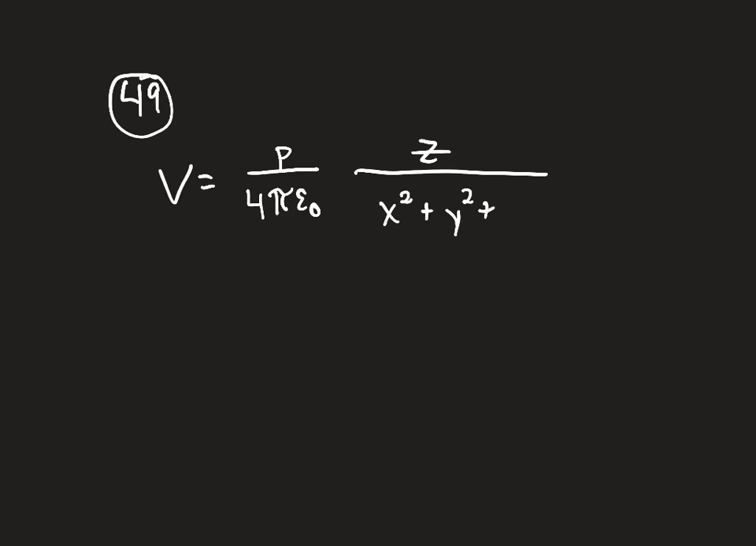It can be shown that the electrostatic potential of a dipole P placed at the origin and oriented parallel to the z-axis is this big giant equation: V equals P over 4 pi epsilon naught, times z, all divided by x squared plus y squared plus z squared, all of that raised to the 3/2 power. By differentiating this potential, find the components Ex, Ey, and Ez of the electric field produced by the dipole.